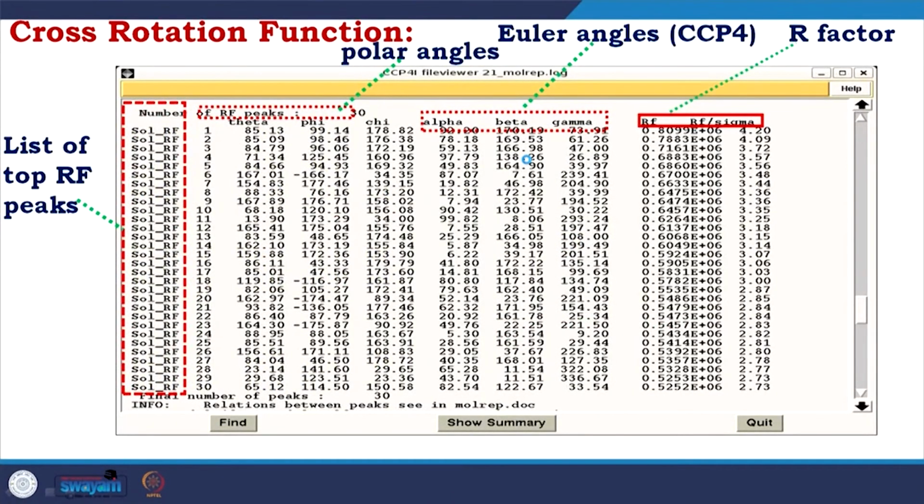So, these are details about the cross rotation function. You will see the list of top rotational function peaks, the numbers here, the polar angles, and the Euler angles, which are calculated specifically in CCP4, and you get the R factor here. So, this is the rotational function and this is the R factor. The R factor talks about the organization of the structure. We will talk in detail in the next class.